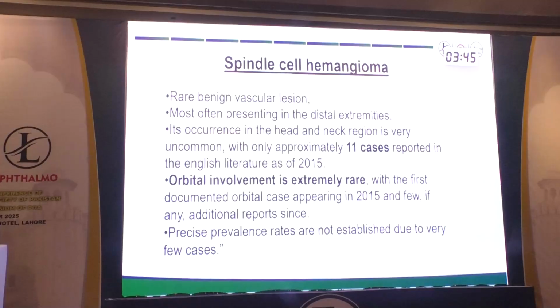A spindle cell hemangioma is a very rare benign vascular lesion, most often found in the distal extremities, but its occurrence in the head and neck is extremely rare. Only 11 cases have been reported in the English literature till yet, and orbital involvement is also very rare in this case.